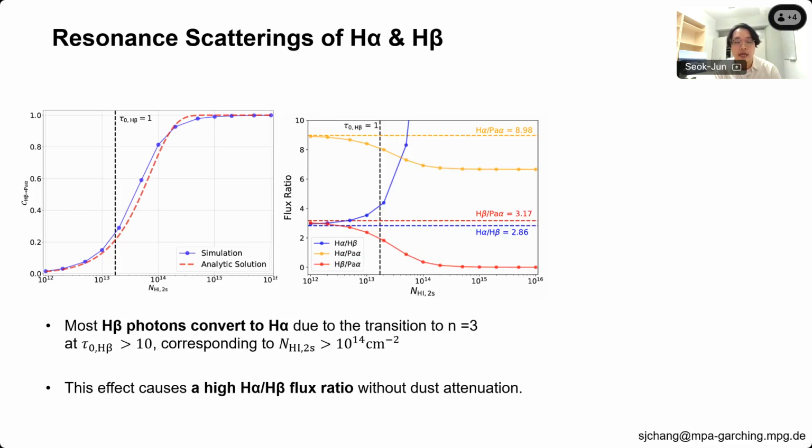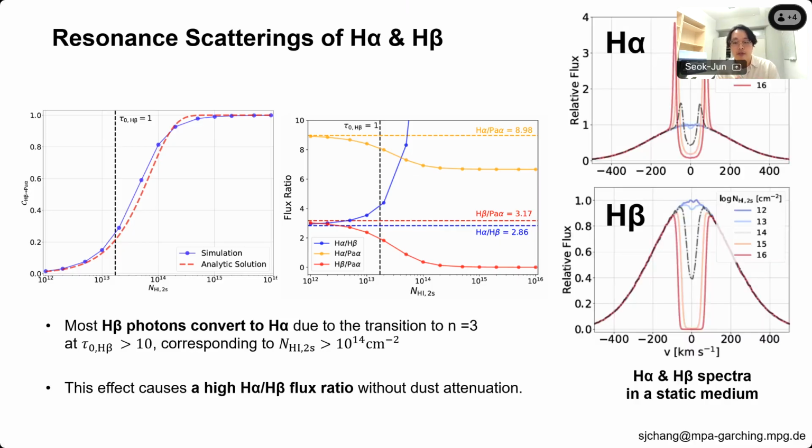This also directly results in a different flux ratio of H alpha and H beta. The center panel shows the variation of the H alpha to H beta flux ratio. It increases dramatically with increasing column density. Importantly, this high H alpha to H beta flux ratio arises without any dust attenuation. This is purely a radiative transfer effect, due to the n equals 3 transition of the H beta scattering. In the right panel, you can also see the resulting line spectrum for H alpha and H beta transfer with a Gaussian source with a width of 200.